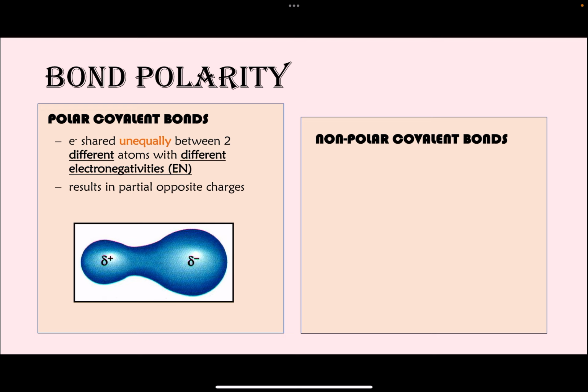So overall, the distribution of the electron sharing looks something like this. We have a partial positive charge to represent the atom that has less electronegativity. So that means this one has less ability to attract the electron. And then we have the partial negative charge to represent the atom with more electronegativity. So this one is going to attract the electron more.